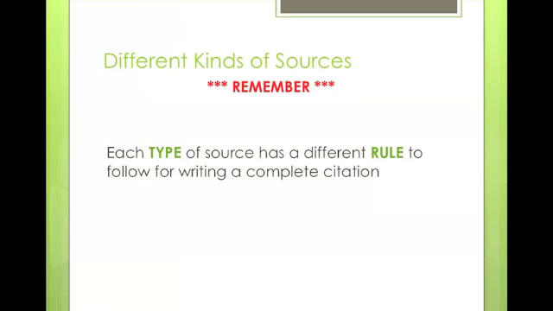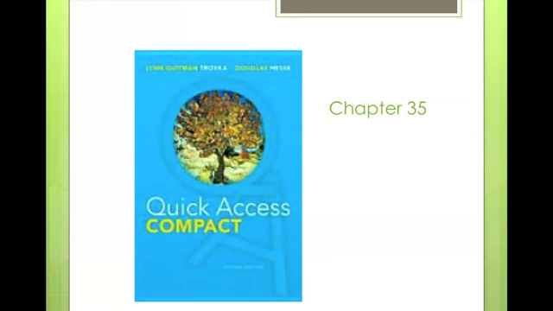Different types of sources have different rules, and you're going to have to look through Quick Access Compact, Chapter 35, to find those rules. It's not a quick process. It's not even an easy process. I've been writing papers and citing sources for a long time, and I always have to turn to my textbook to get those rules correct.